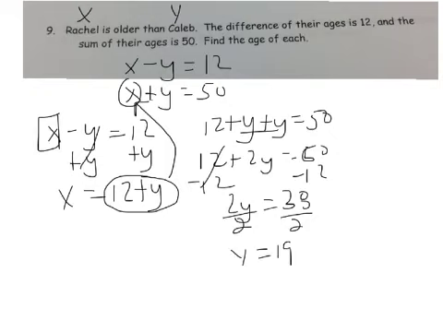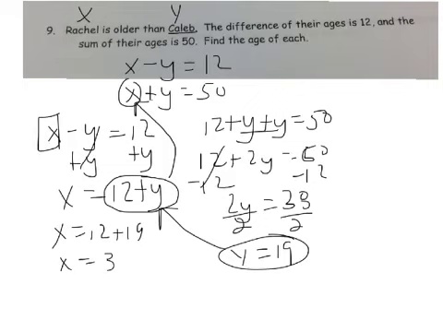So one of the people is 19. Plug it back in. One of the people being Caleb. Plug it back in, so I get 12 plus 19 is 31, and so Rachel is 31. It's a true statement. Rachel is older than Caleb, and so this is Rachel, and this is Caleb.